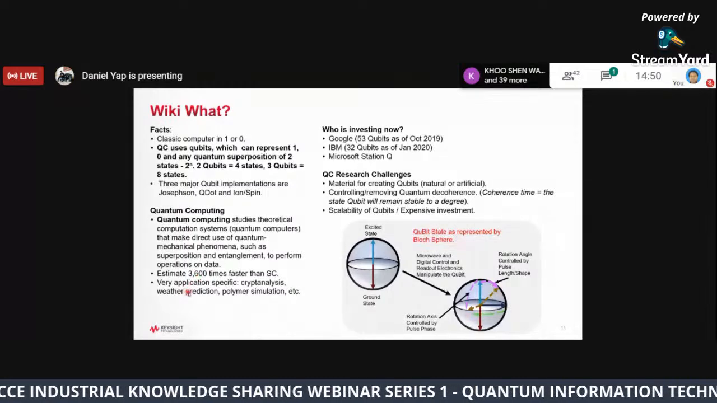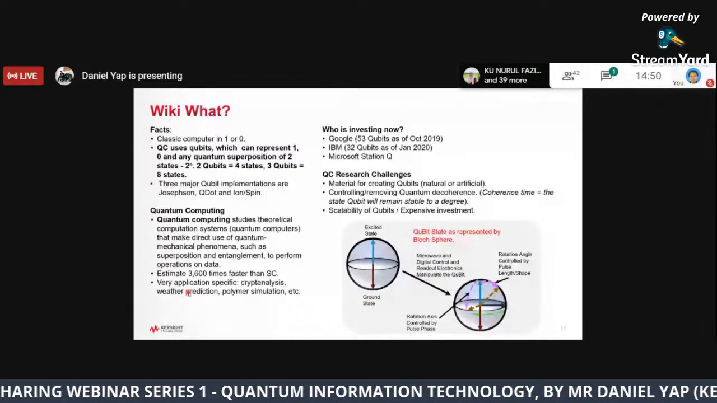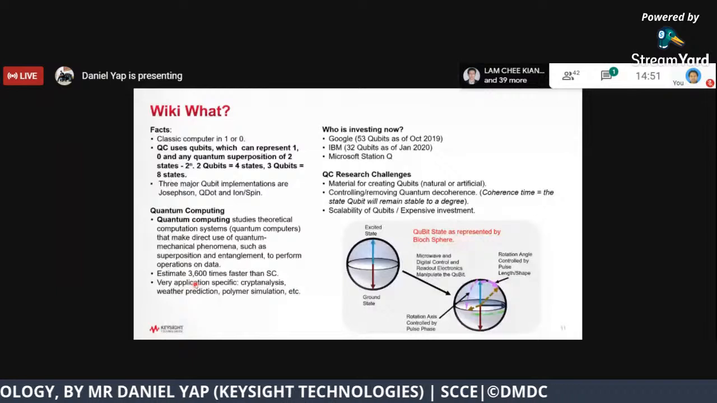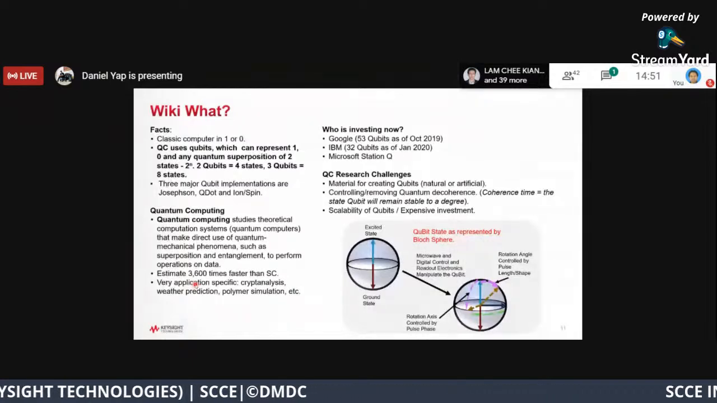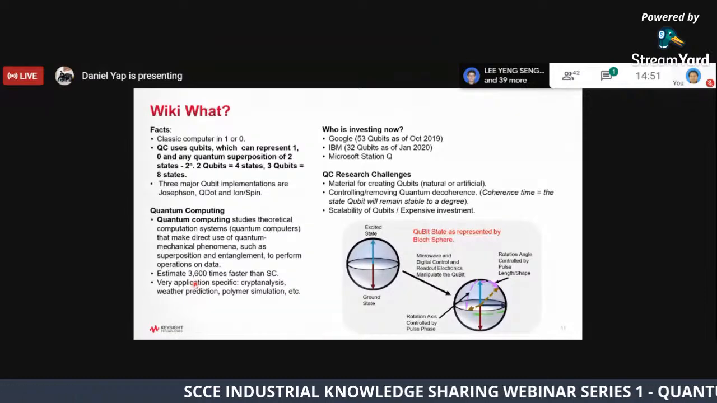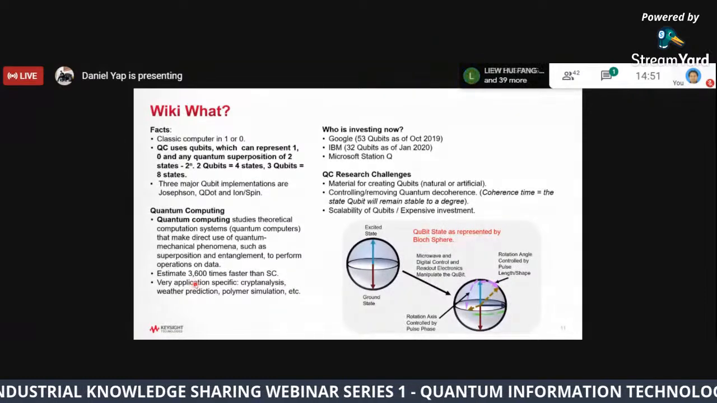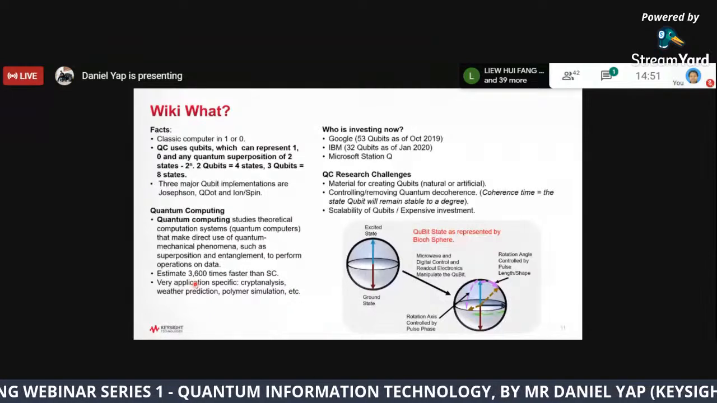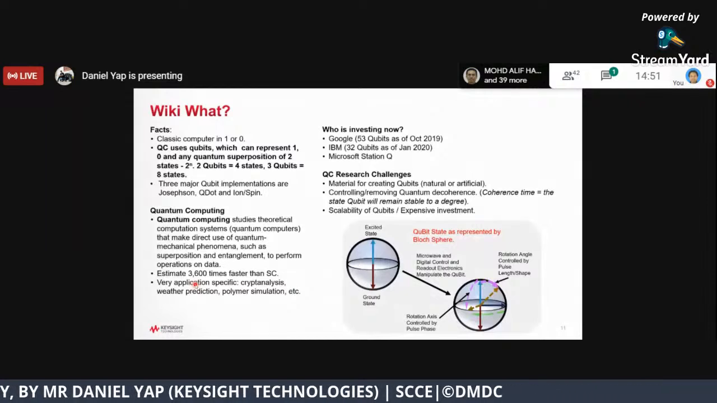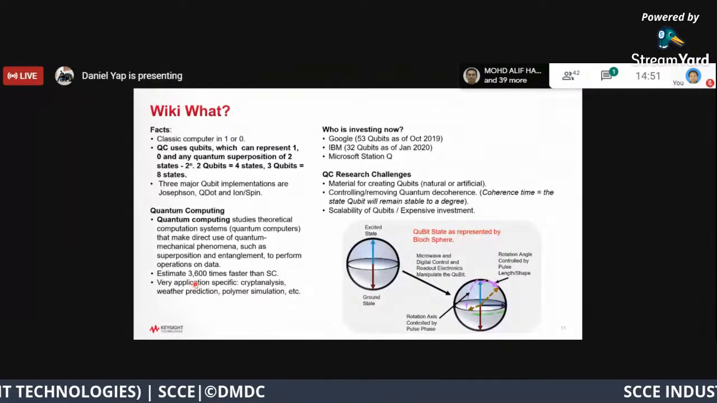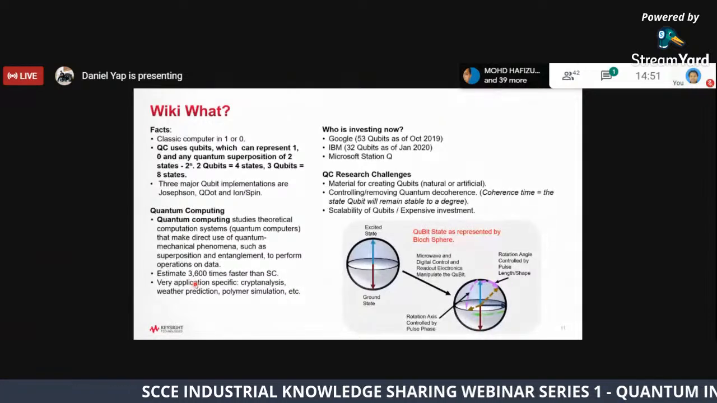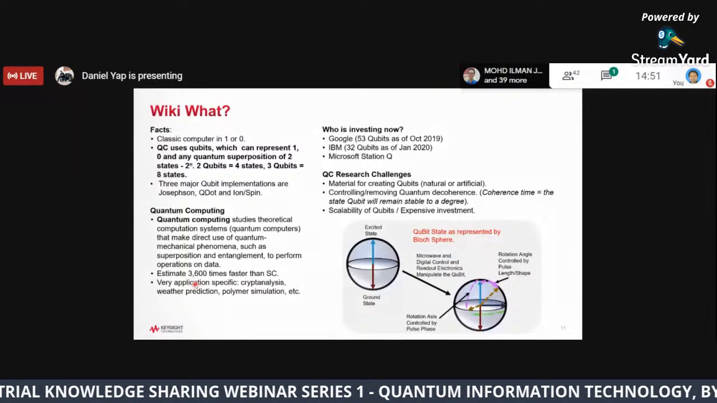So how fast is this quantum computer? If we compare to the supercomputer, it is about 3,600 times faster than the supercomputer. Right? It is so fast. That is the reason why you might think that quantum computers will replace the traditional computer. No, it will not. In fact, a quantum computer will just be used for very specific, application-focused kinds of calculation.